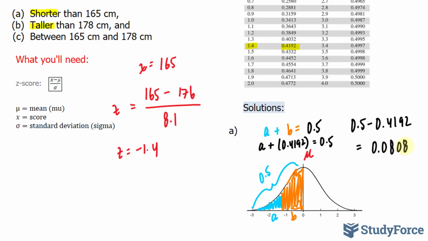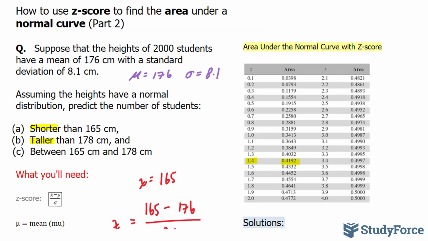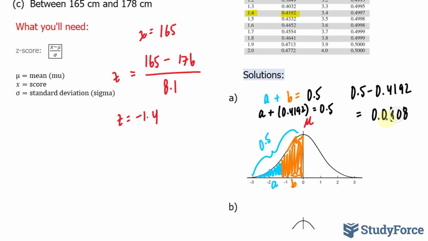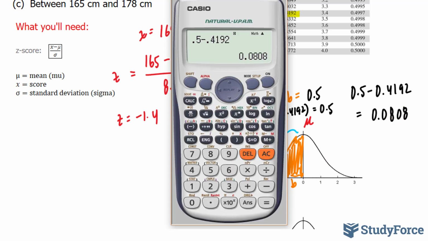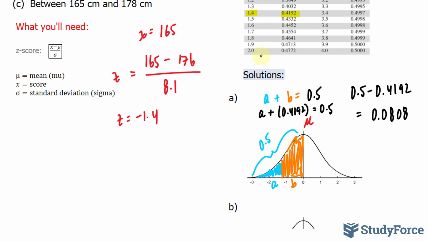What I have to do with this number is multiply it by the amount of students that were surveyed, and that was 2,000 students. So this percentage, essentially 8% of 2,000 students, is equal to, so I take this number now, multiply it by 2,000. This gives me 161.6 students. But since you can't have part of a student, we'll simply round this up to 162 students.